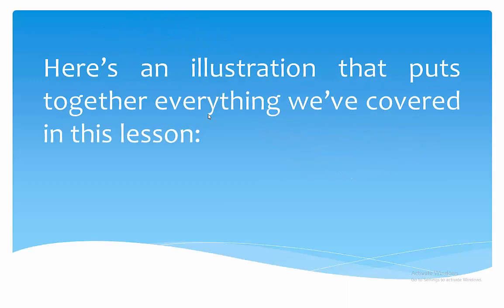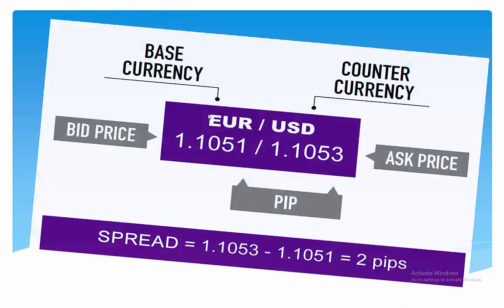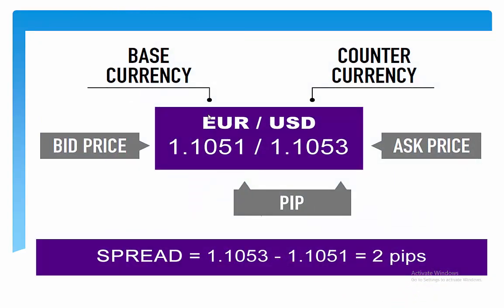Here's an illustration that puts everything together. Base currency, the EUR/USD pair. The first part, EUR, is the base currency and the second part, USD, is the quote currency. Here you can see the bid price and ask price, and the difference is 2 pips. That's called the spread.